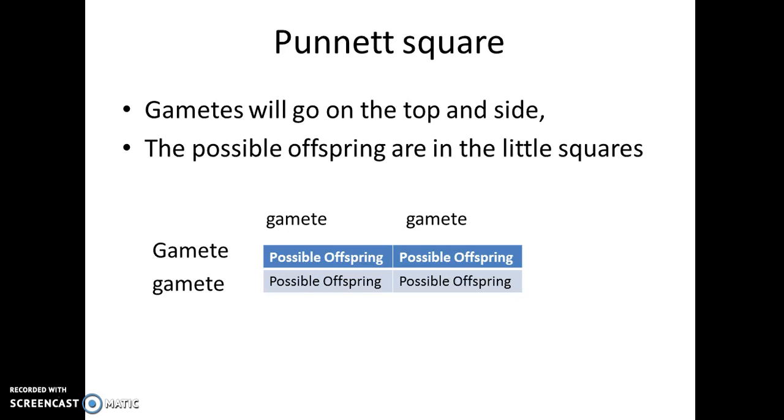So in the Punnett squares, the gametes will go on the top and the side. I put gamete, gamete, gamete, gamete. Inside the square, we have possible offspring. So if these are the eggs here, egg, egg, this is sperm and a sperm. When this egg and this sperm get together, we have that offspring. When this sperm and this egg get together, we have that possibility. When this egg and this sperm, that's that possibility. When this sperm and this egg get together, that's that possibility. So that's what a Punnett square shows. Those are the possible offspring from that cross. We can get ratios.